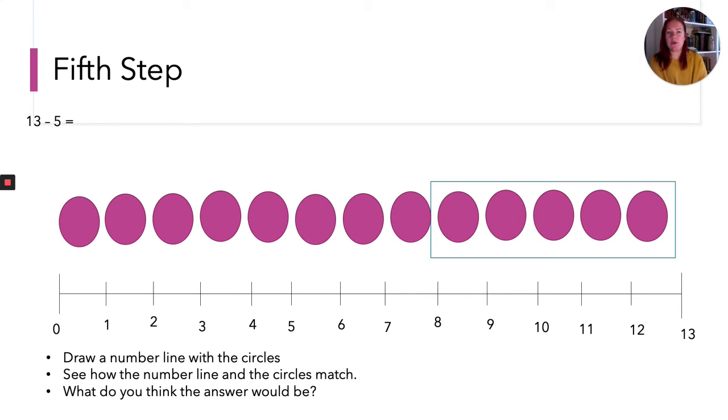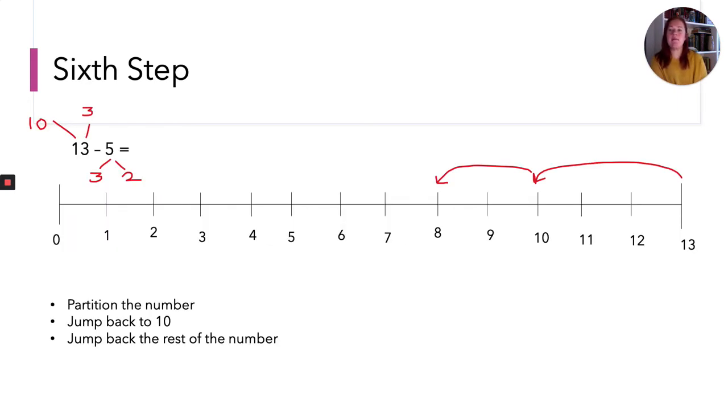Our last step is our trickiest step. I would expect everyone to have a go at this step, but only if they were able to do the previous steps. So our sixth step is where we would be able to partition our number. So we should be able to partition 13 into 10 and 3. We know that 13 is made of 1 10 and 3 1s.